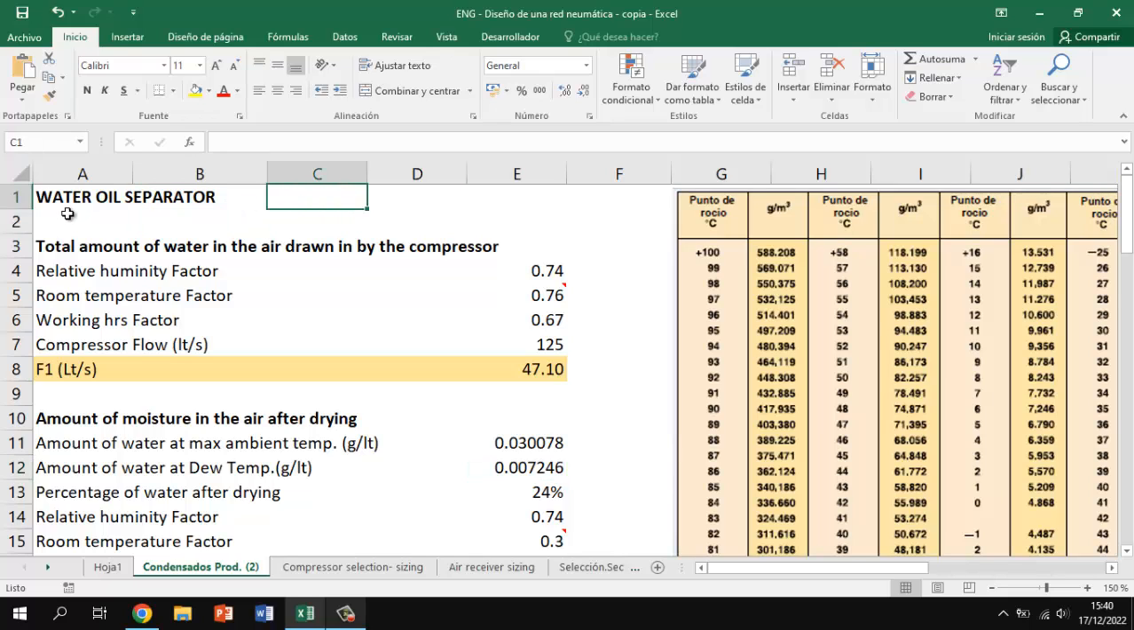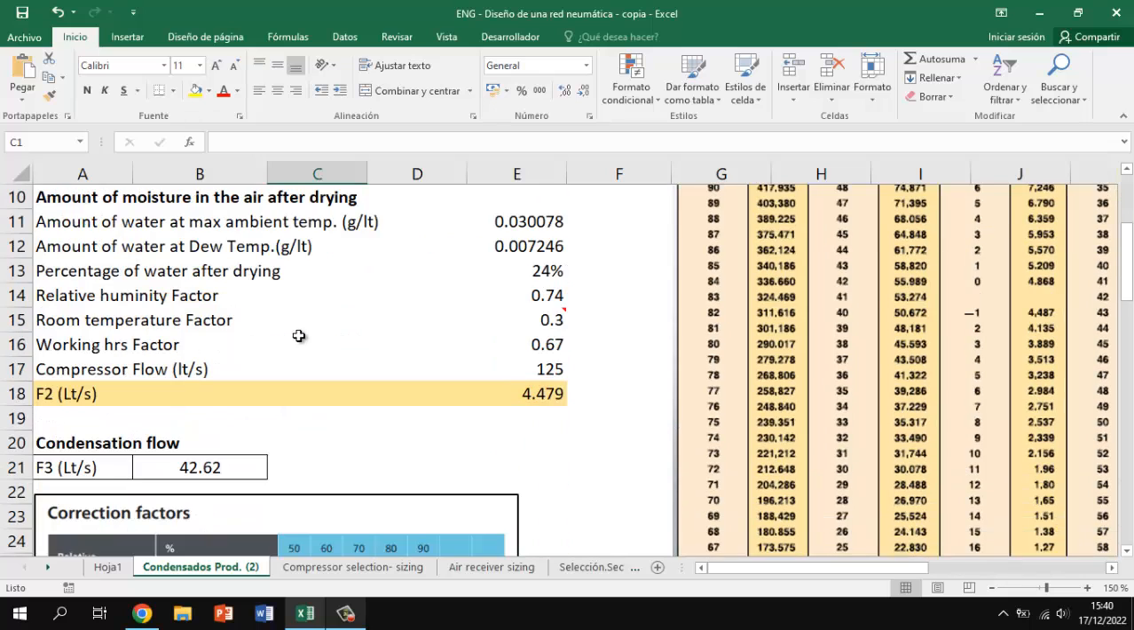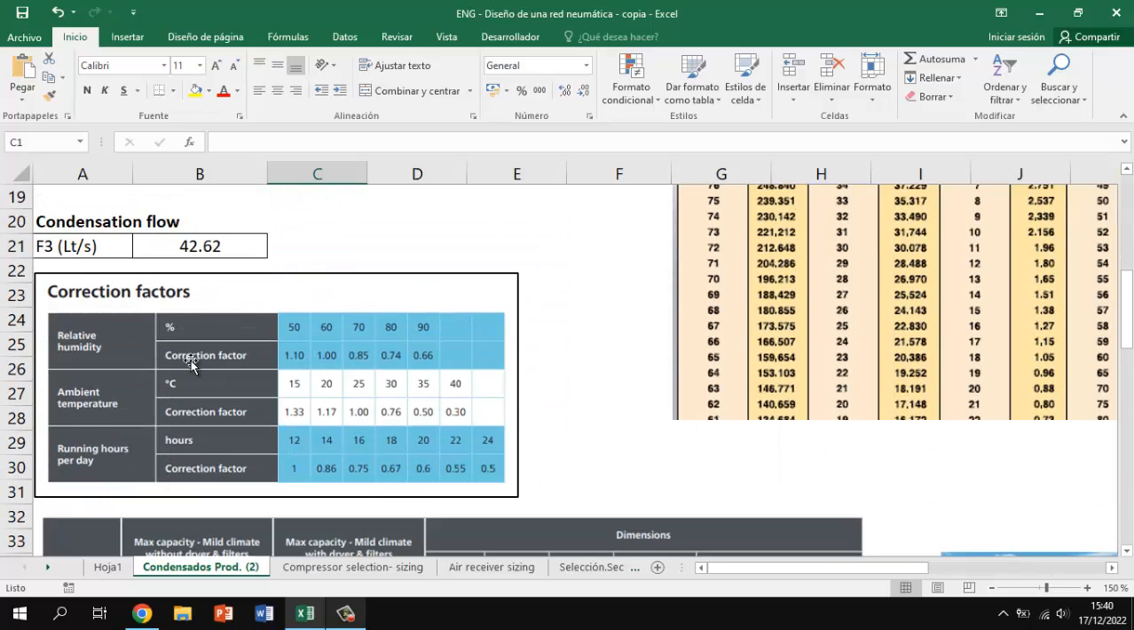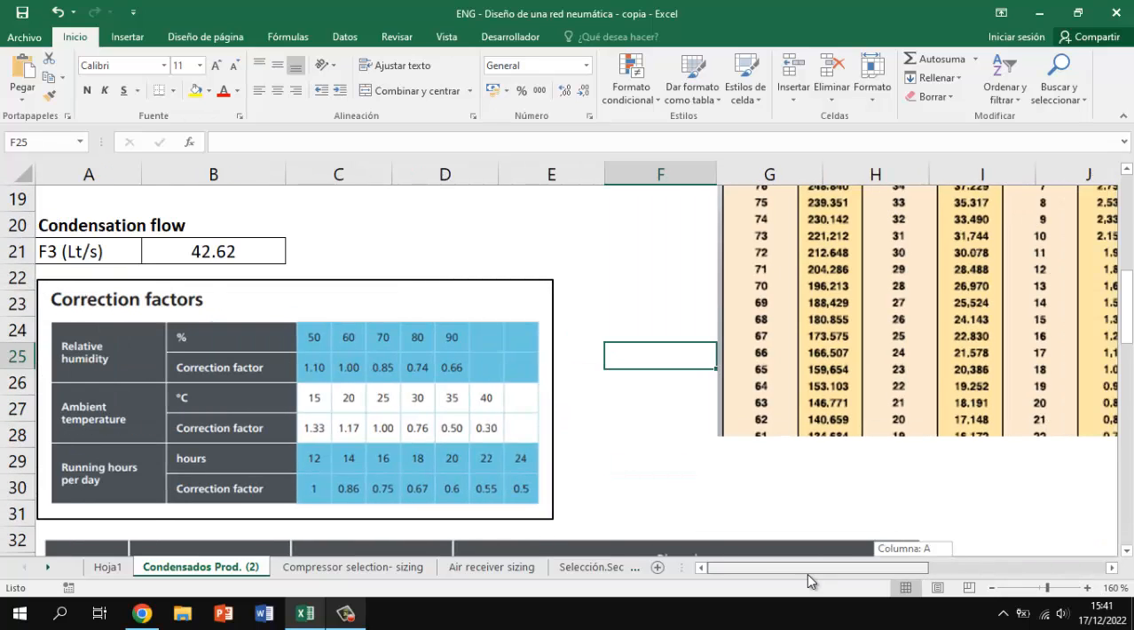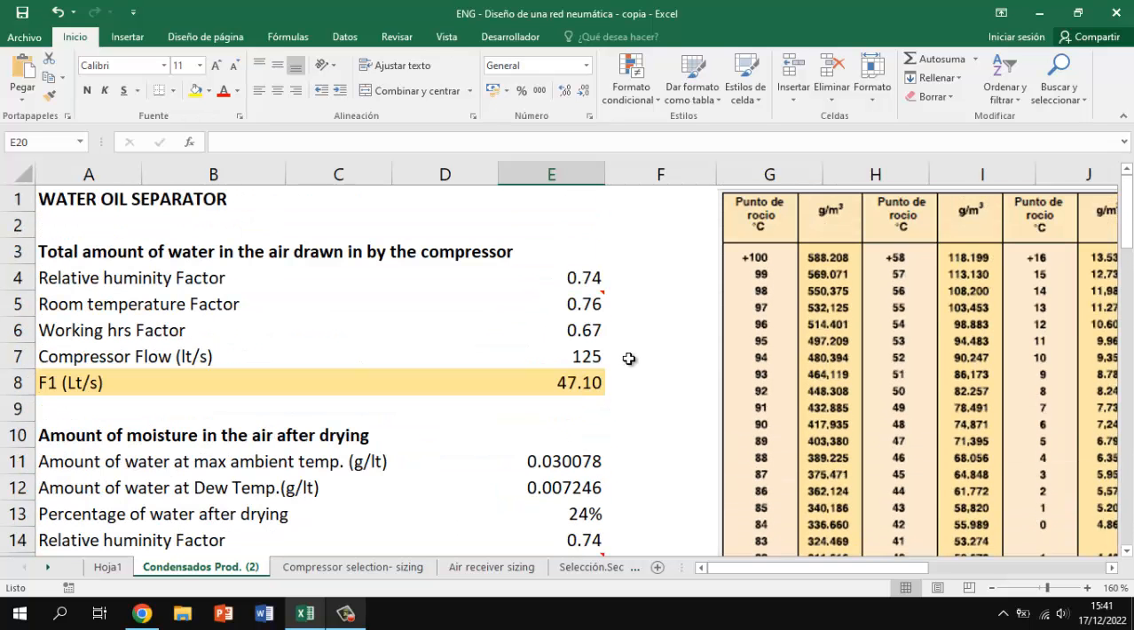First of all, we need to know the total amount of water in the air drying by the compressor. So here we have some factors, there's actually a table. This is also for Atlas Copco. We have relative humidity, ambient or room temperature, running or working hours. This is something that is really helpful for this video.